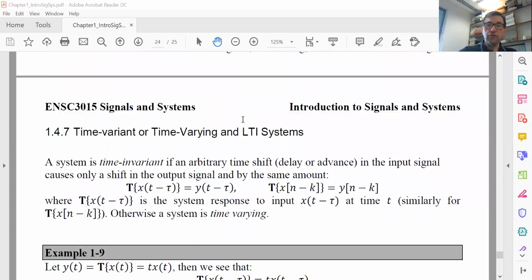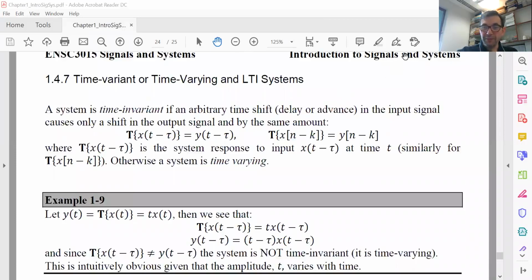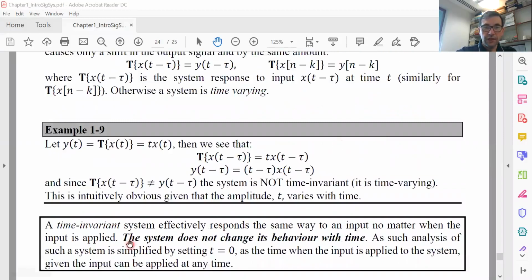Now we move on to time varying and time invariant. And this is the one that I think still creates some angst amongst students and myself at times. The conceptual definition is actually very, very simple. And I think it's presented here. So let me see if I can highlight the conceptual one. Then I'll probably confuse you by looking at the more formal approach, but you probably get a better appreciation of the concept. The concept is this: the system does not change its behavior with time.